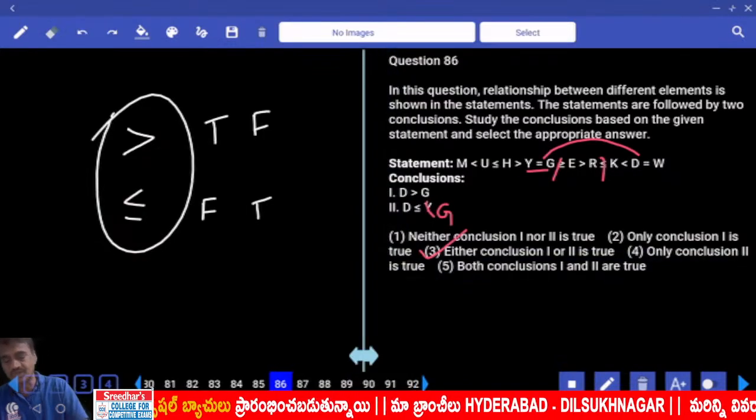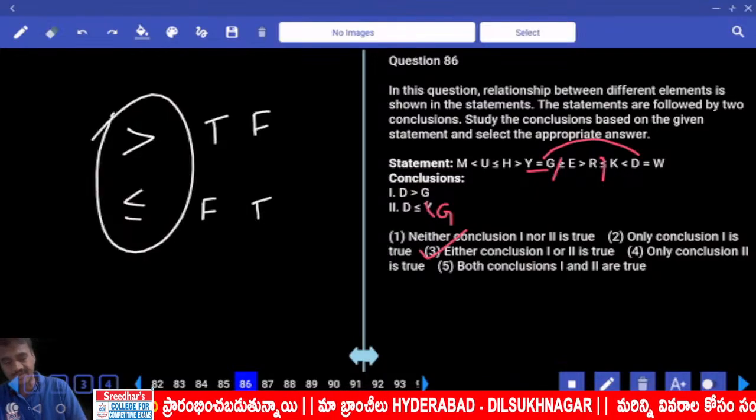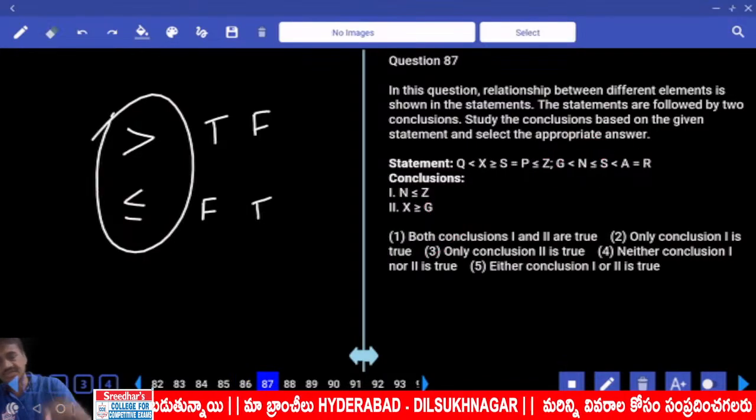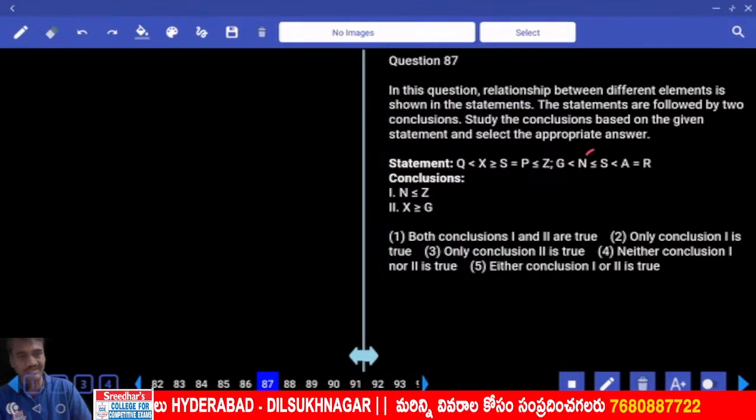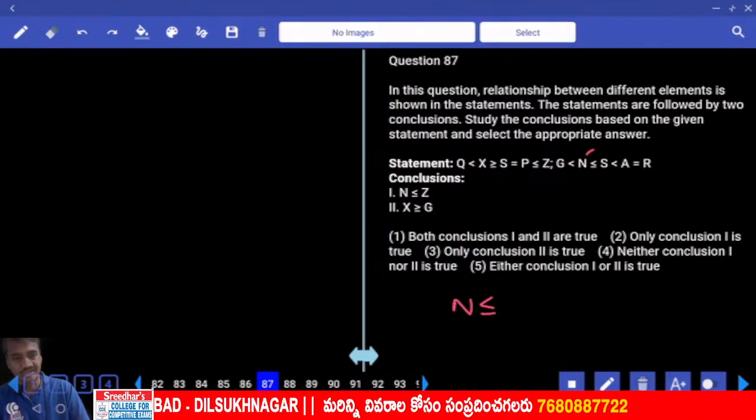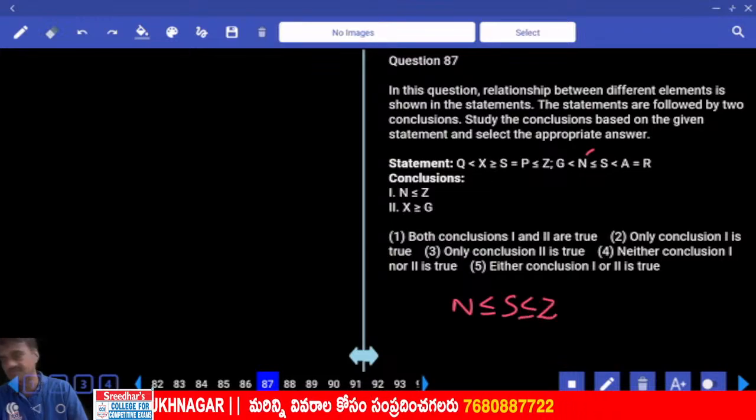Either 1 or 2, choice 3, 86. The next one, 87. Now in this 87, the relation between N and Z. Now N is here, Z is here. Which element is common? Yes. N lesser than or equals to S lesser than or equals to Z. Then which symbol is common? Lesser than or equals to.